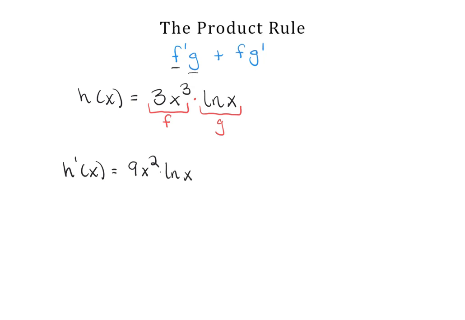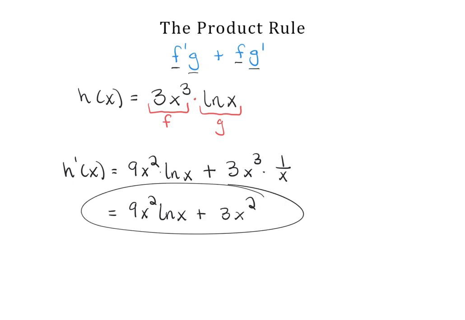We're just multiplying by ln x, plus regular f, which is 3x to the third, and then the derivative of g, which is the derivative of ln x, is 1 over x. And then you always want to look to see if you can simplify anything. In this case, 9x squared and ln x can just stay the same, but this can simplify to 3x squared. So here we have the derivative of this function.